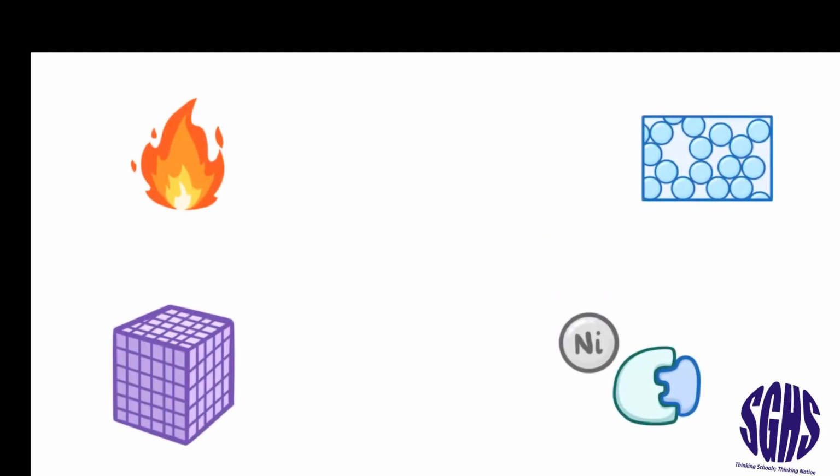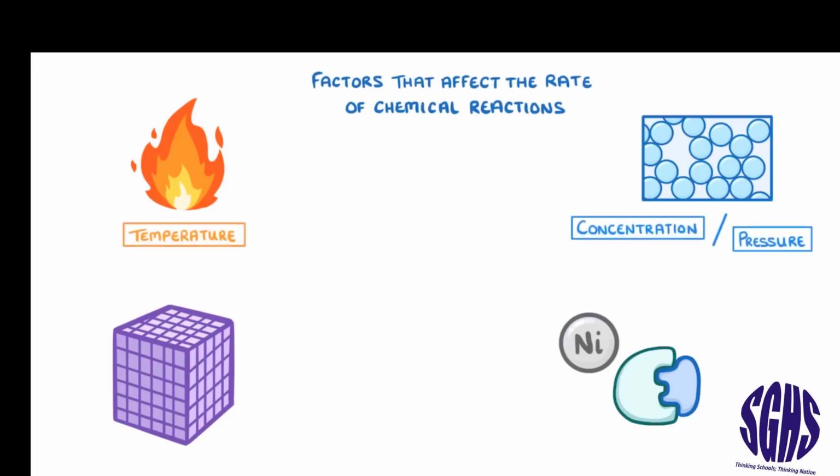In today's video, we're going to look at the factors that affect the rate of chemical reactions. So temperature, concentration or pressure, surface area, and the presence or absence of a catalyst.